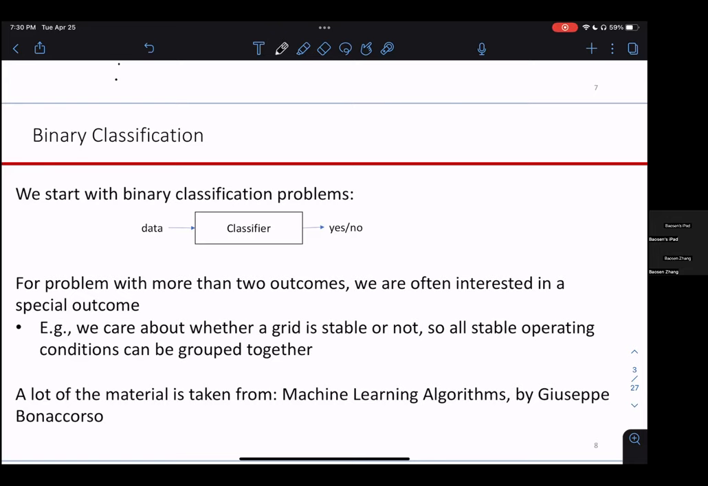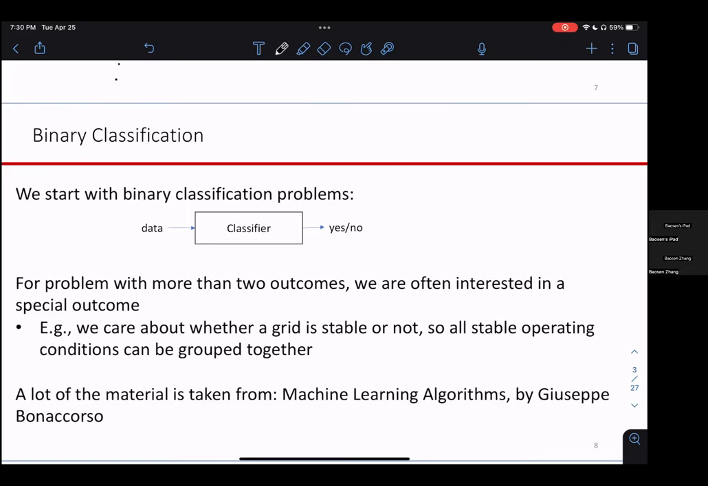you can measure data out of a power system. And often your question is whether this grid will be stable. Does it blow up in the next minute or so? Is it stable or is it not? That's a classification question. Your outcome is yes or no. If it's yes, you take some actions. If it's no, then the grid keeps operating.